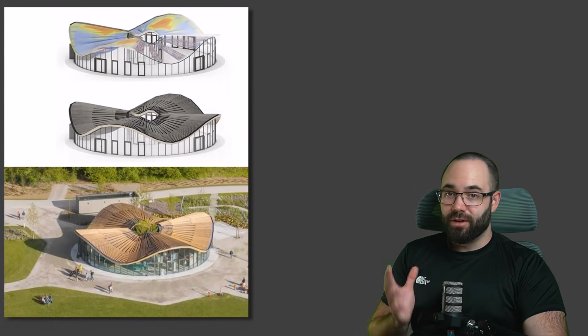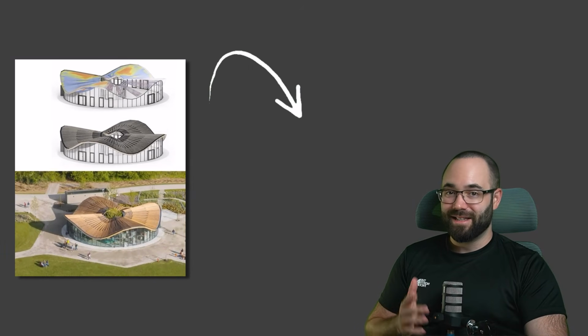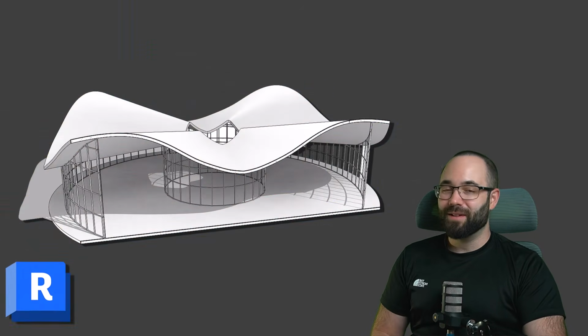I found this really cool image of a building that has a circular shape but a wavy roof on top. And this is quite an interesting challenge to model something like this in Revit, and that's what we're going to be doing in today's video. Let's go.